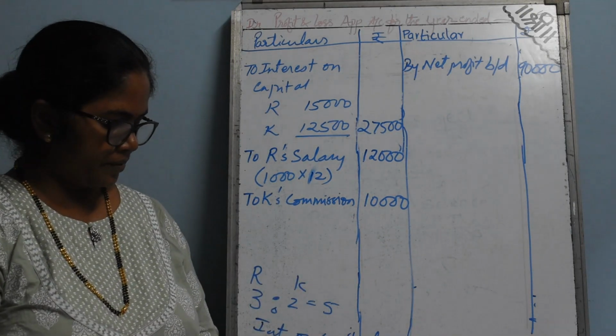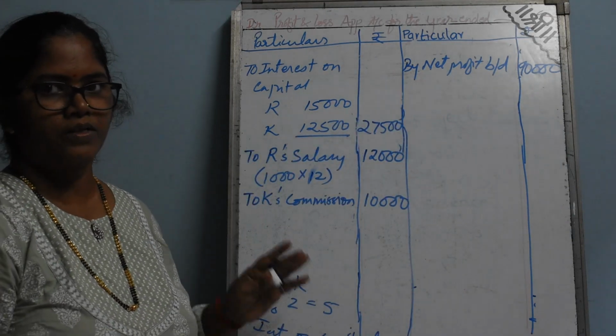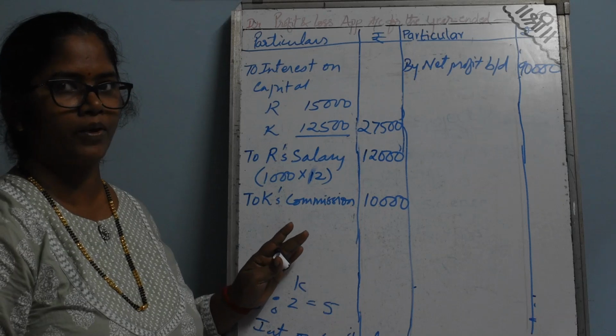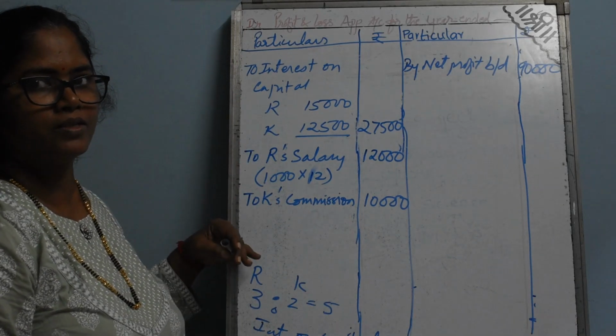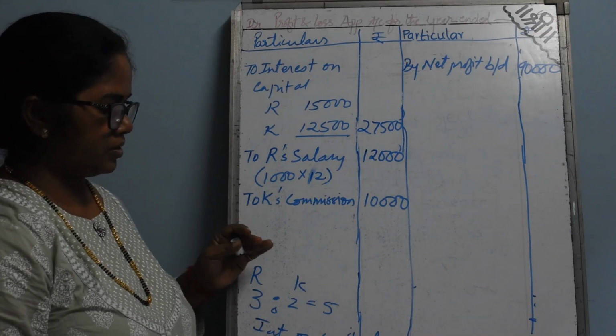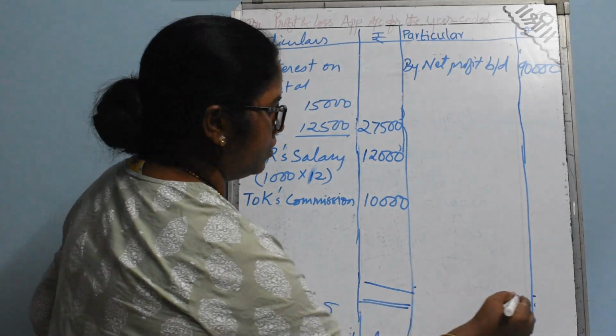No other entries are there because profit we have already transferred. Capital and drawings will not come in the profit and loss appropriation account. Only interest on capital, salary and commission will come in this account. So let us balance this account now.